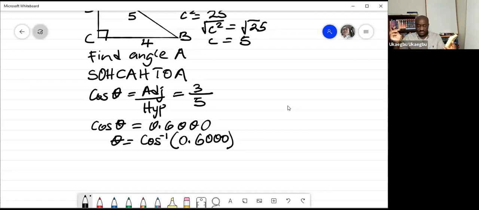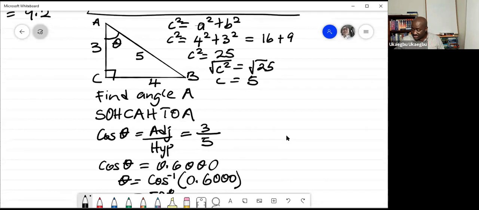And then that gives us what? 53.13. So we can just say that it is 53 degrees. So the angle A is 53 degrees.